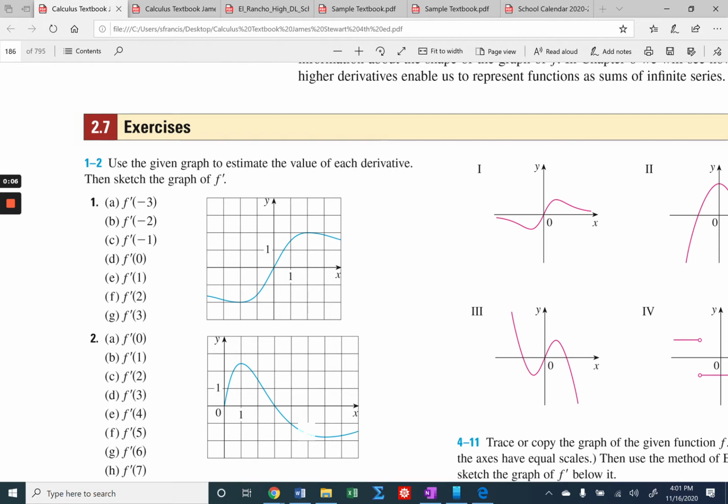Number one, it says use the given graph to estimate the value of each derivative, then sketch a graph of f prime. I'm not going to do a whole lot here for you. This is just asking you to estimate the slope of the tangent line because that's what a derivative represents. So for instance, f prime of -3, go over here to -3, go down to the graph, and imagine the tangent line right through here.